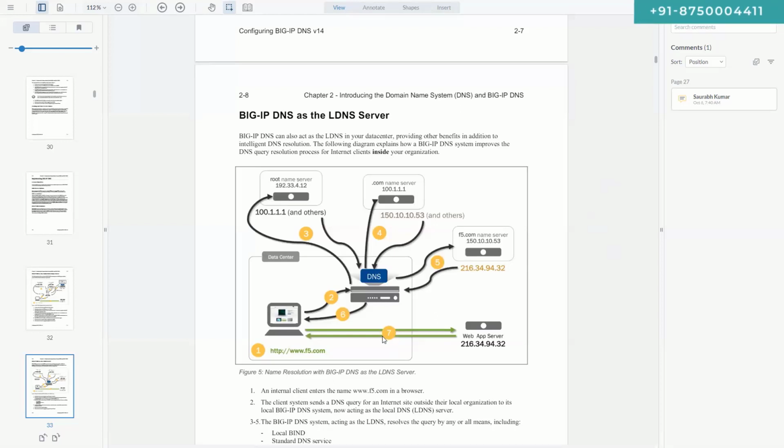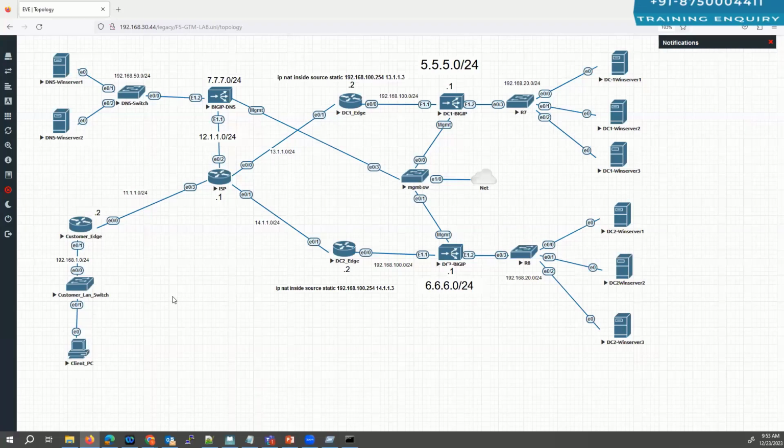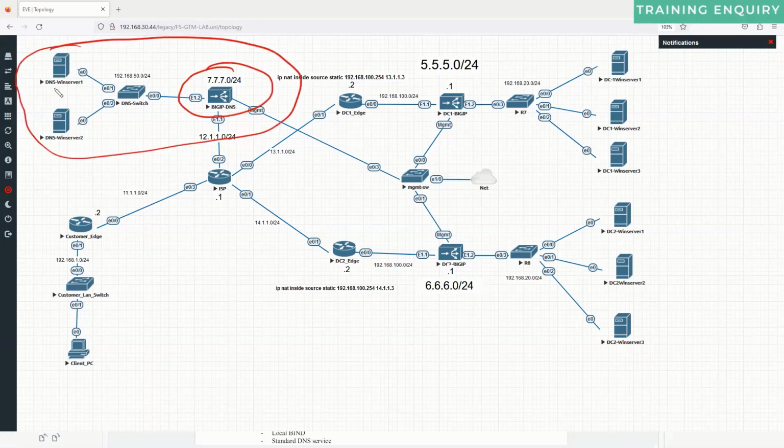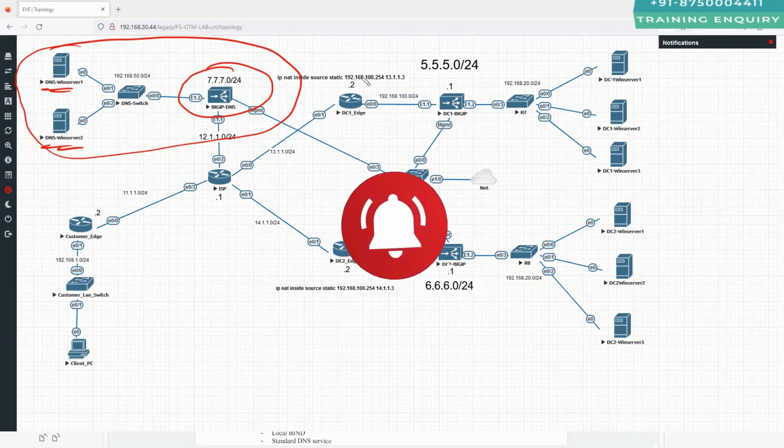The final thing that I would discuss today is the diagram. Let's go back to the topology. This is the topology that I'm going to work upon throughout this training, and it is more than sufficient for us to learn the BIG-IP DNS functionality. You can see that there is a BIG-IP DNS hosted here, and behind the BIG-IP DNS, I have some Windows DNS servers. The BIG-IP DNS is reachable through the internet so that we can use it as an authoritative server, and also as the LDNS.